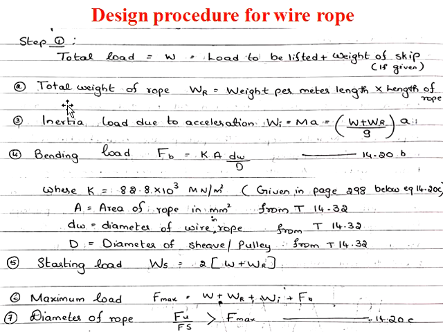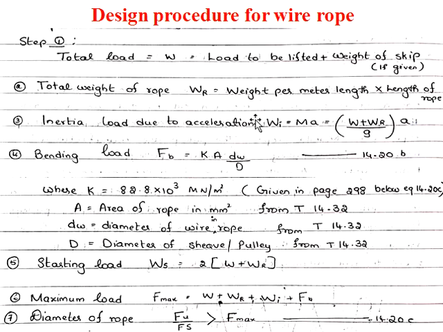In step number 2, we'll calculate the total weight of the rope using the equation weight per meter length into length of the rope. Here the weight per meter length depends on the type of rope that we are using, and you can get it from table number 14.32. And the length of the rope will be given in the question. Here the length of the rope will be equal to the depth of the mine or the distance through which you have to lift the load.